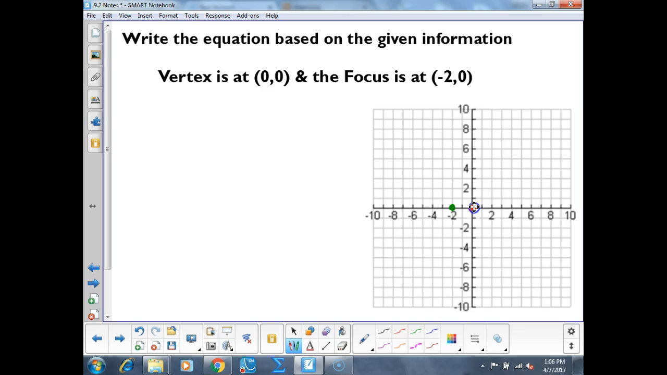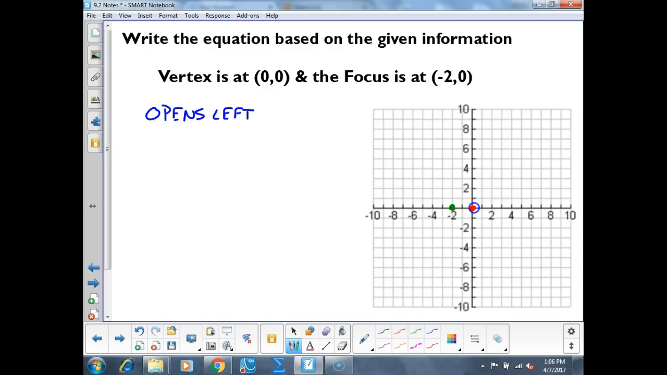My question to you is, based off of those two conditions, what direction does my parabola open along? It opens left, because the focus needs to be inside the parabola. So my parabola is going to open up to the left.